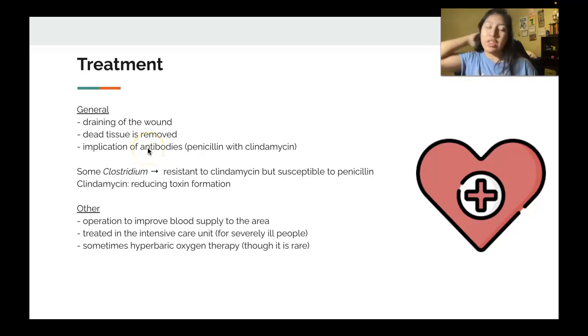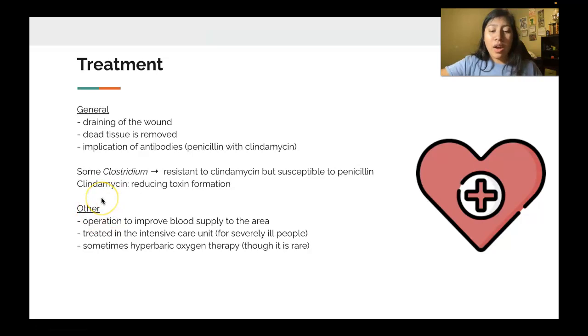These steps are the general steps that your health professional will recommend. So, the antibiotics that are commonly used are penicillin and clindamycin. Clindamycin is used to reduce toxin formation, which is the alpha and theta toxins that perfringens is producing. And they also include penicillin because some of the Clostridium is resistant to clindamycin but susceptible to penicillin.